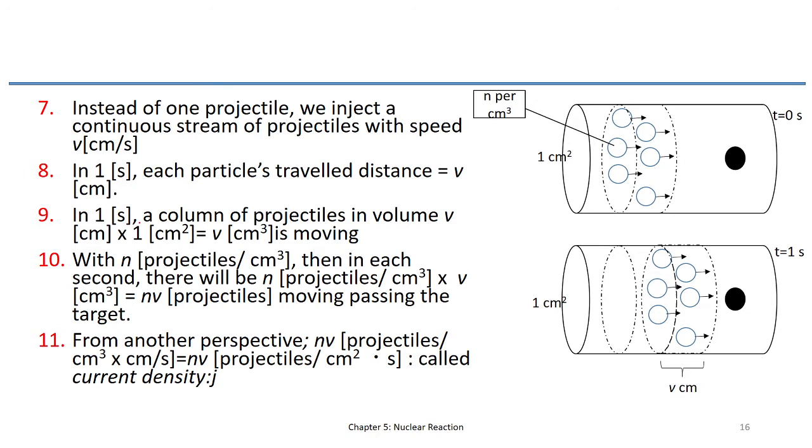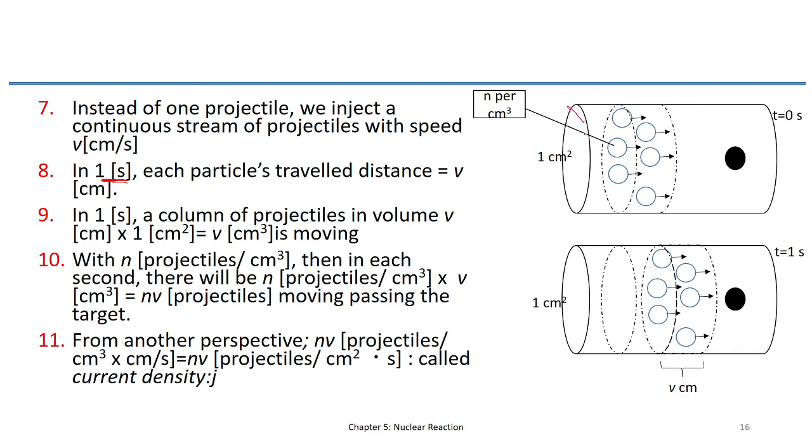So in 1 second, a column of projectiles in volume v cm times 1 cm, equal to v cubic centimeter, is moving. So in 1 second, at point number 8, the particle moves v centimeter, and at the same instant, a column of projectile with volume v is moving.